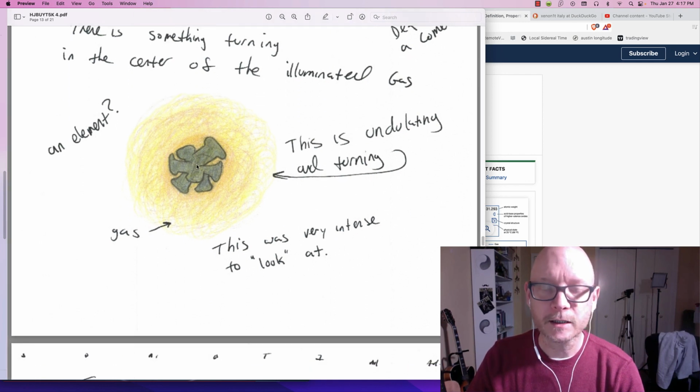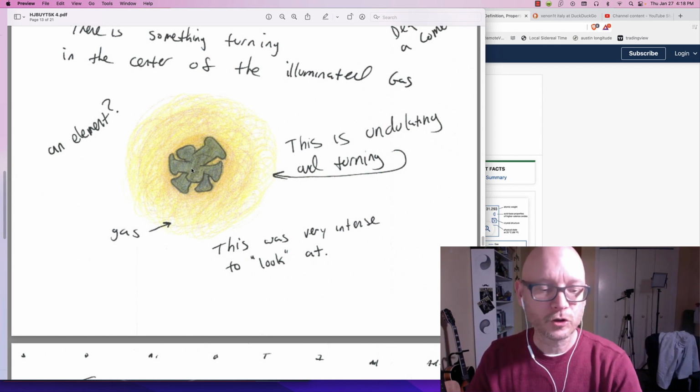This, in my remote viewing, is the drawing of what I saw as a weakly interacting massive particle. This could be dark matter. This could be dark energy. One of the two.